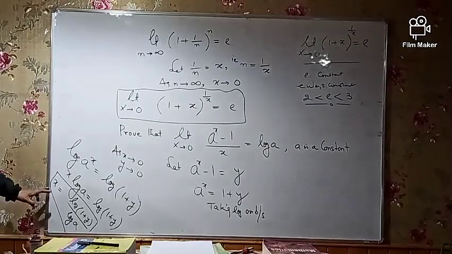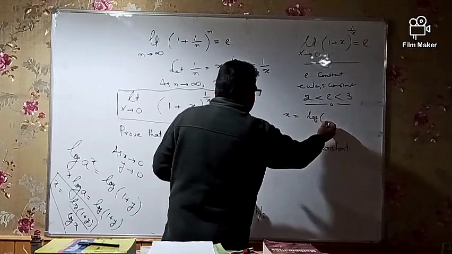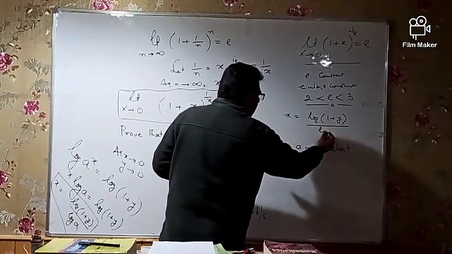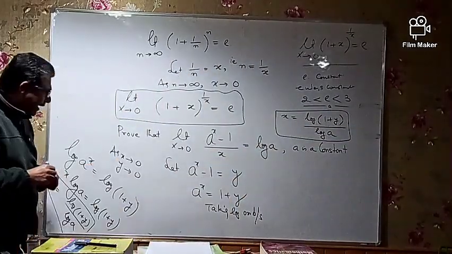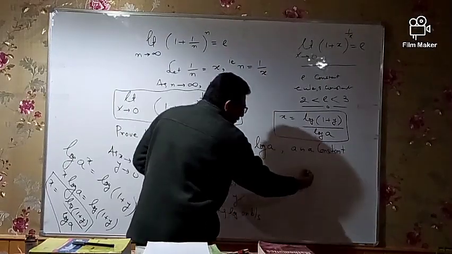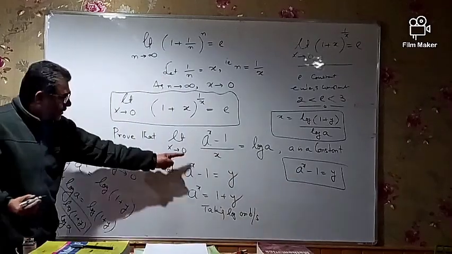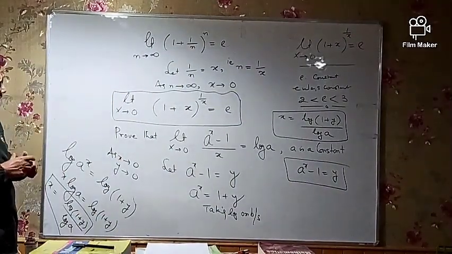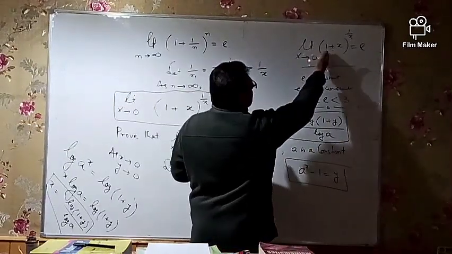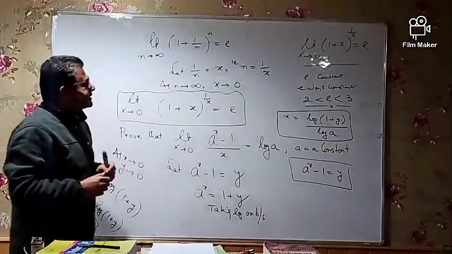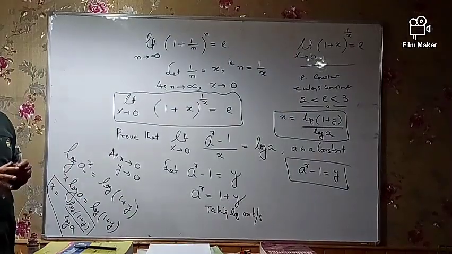So you remember again, x is equal to log of 1 plus y whole divided by log of a. You remember this thing also here, right? And you remember that a raised to power x minus 1 is equal to y, which we wrote here. Now, you remember this limit, 1 plus x raised to power 1 by x is e when x tends to infinity, which we have put here. Now, by substituting these things in this question, we'll see what will happen.